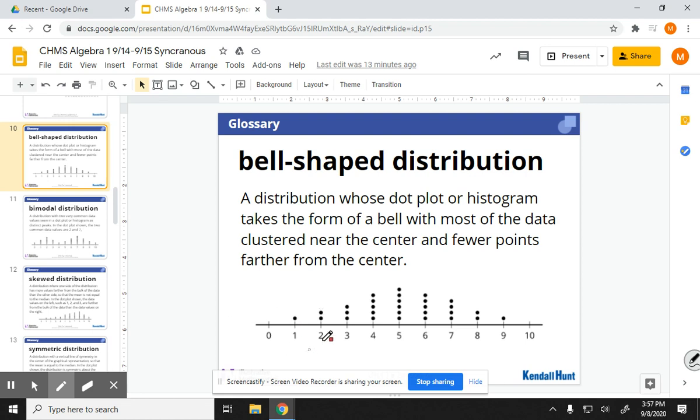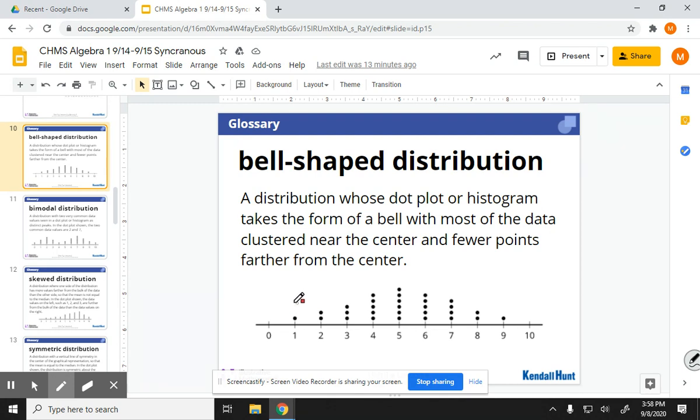So how we often describe data is by their distribution. And oftentimes you can tell what a data set's distribution is by putting it in a dot plot as shown below. So this first one is a bell-shaped distribution.